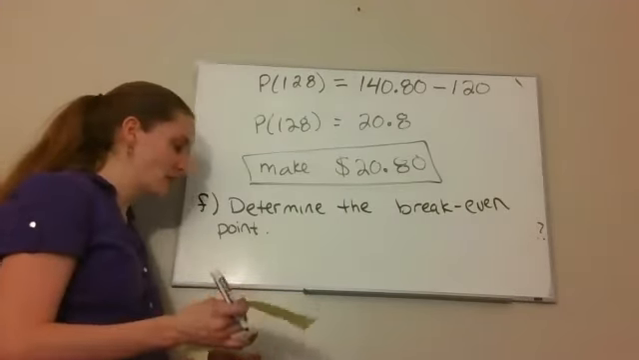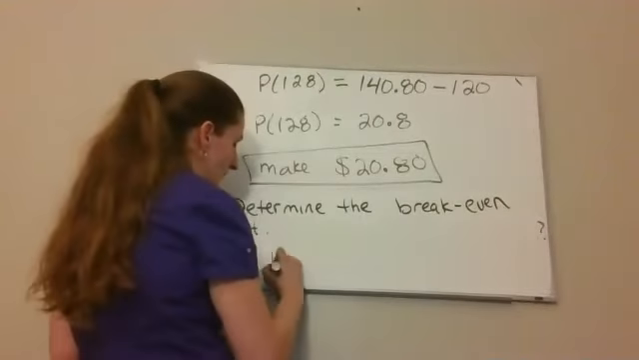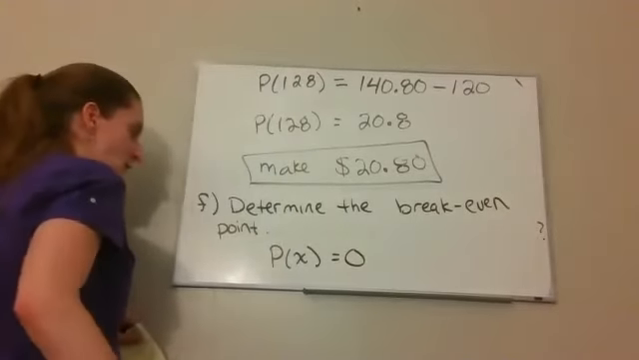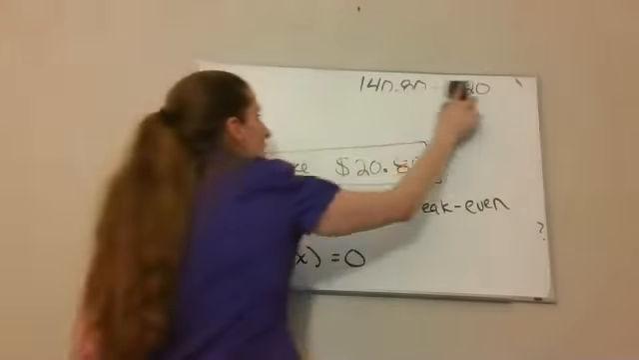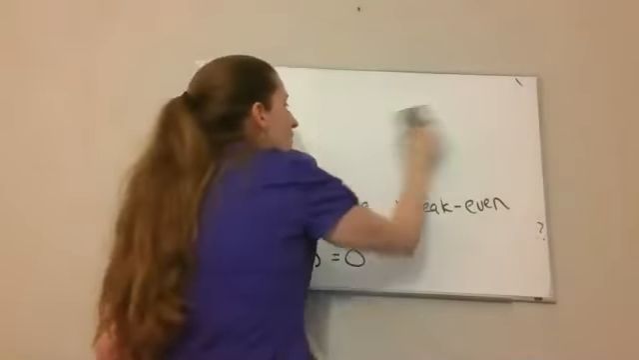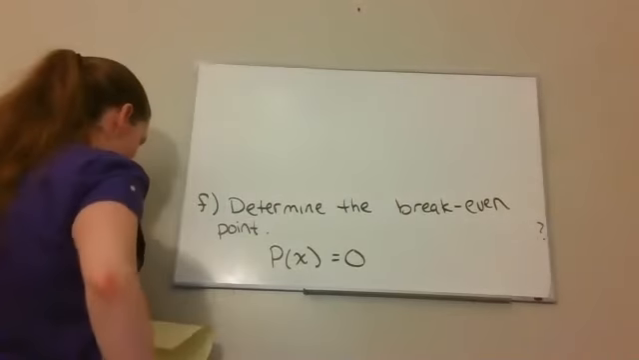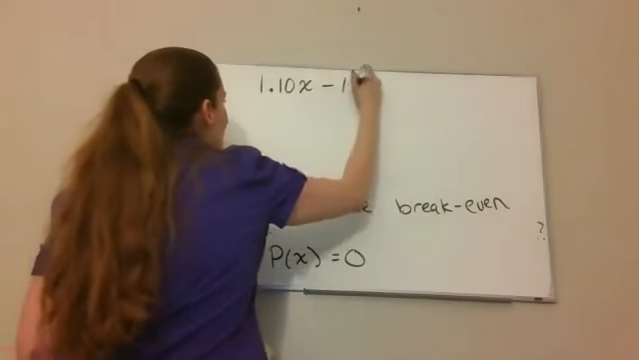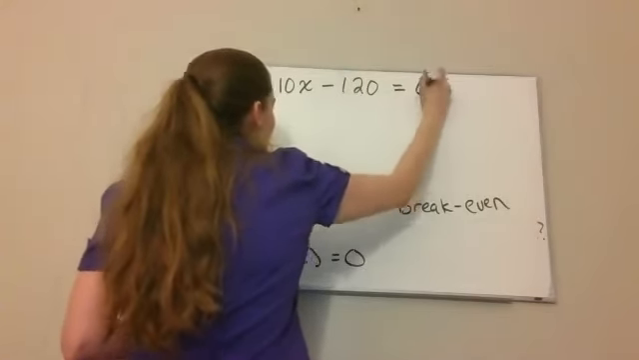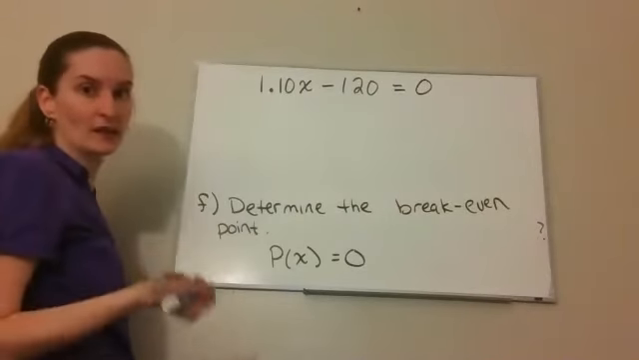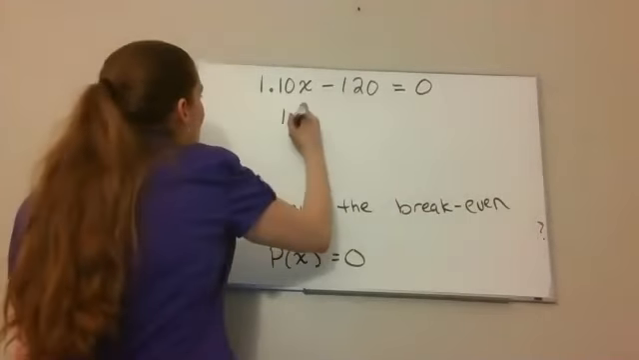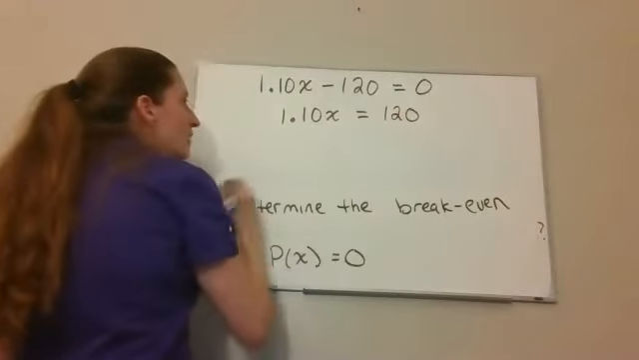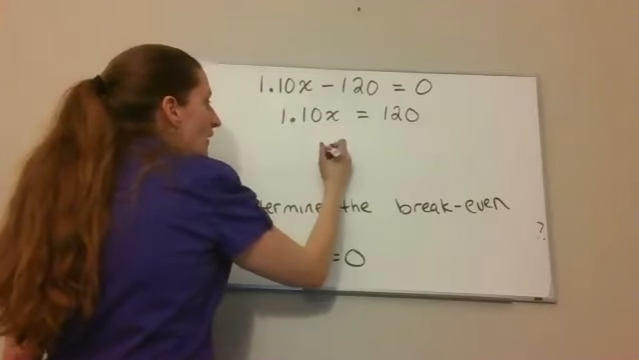So the break-even point is when my profit is equal to 0. So we have to solve to find when my profit function is equal to 0. Well, what was my profit function? It was 1.10 times x minus 120, and we're setting that equal to 0 and solving for x, the number of cups of lemonade. So we're going to add 120 to the other side, and then I'm going to divide both sides by 1.10.